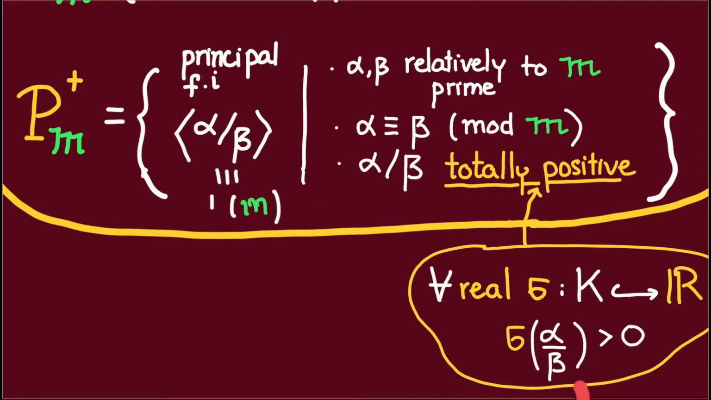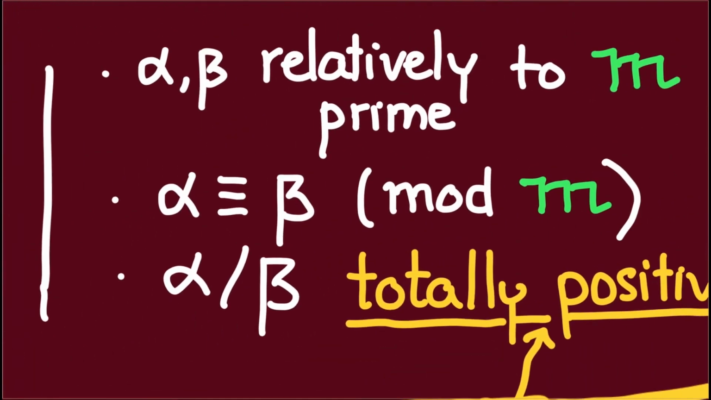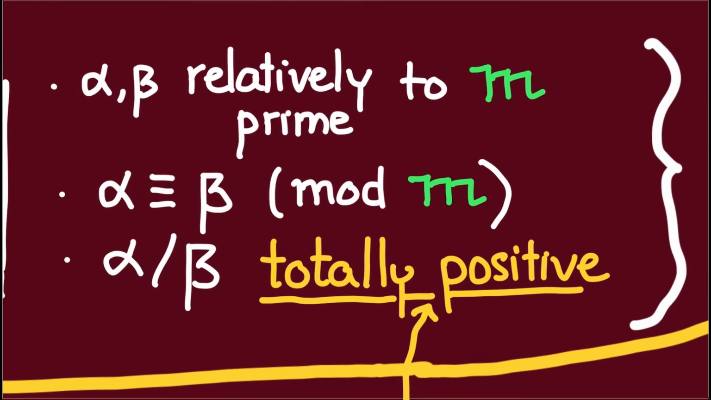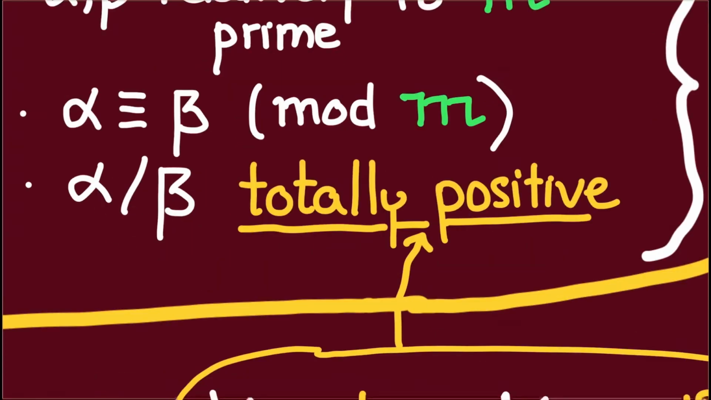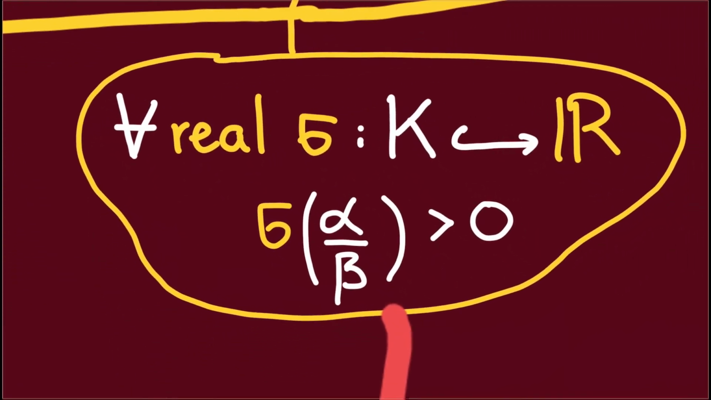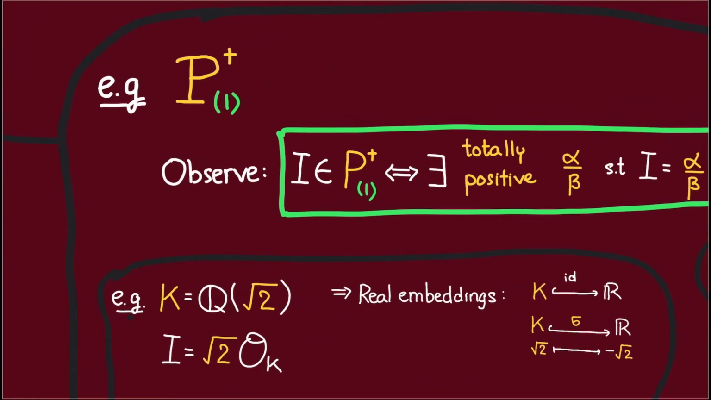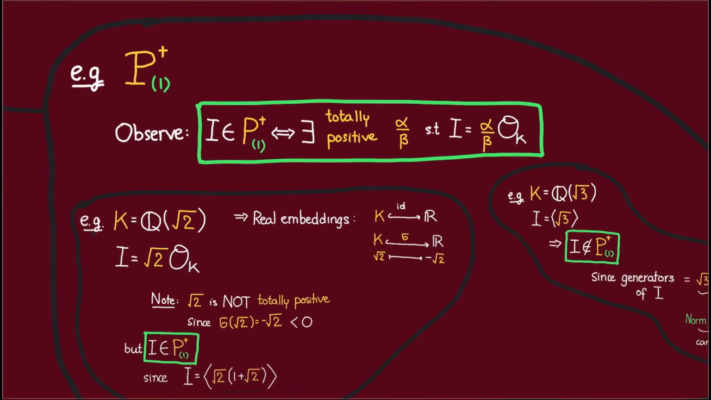So let us explain what that means. First, to say that alpha over beta is congruent to 1 modulo M means that alpha, beta are elements in O_K relatively prime to M, and alpha is congruent to beta modulo M. Next, to say that alpha over beta is totally positive means that its image under every real embedding of K is gonna be a positive real number. So that was a little bit abstract. Let us now look at some examples of this P_M^+ to get some intuition.